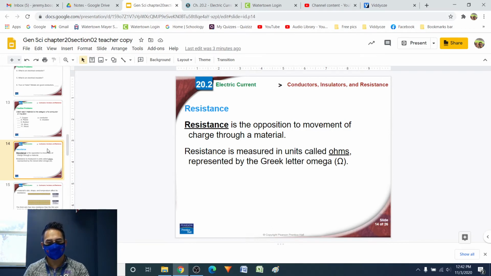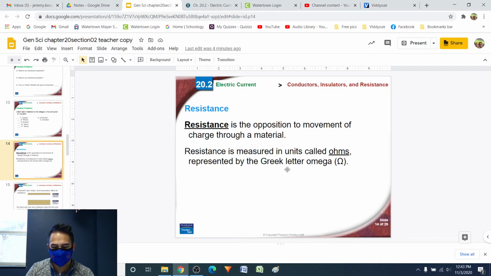It is the opposition to movement of a charge through a material. So basically, it's like friction. The more resistance you have, the more difficult it is for something to go through a wire or a material. All materials have some amount of resistance. Conductors typically have very little resistance because they allow charge to flow through them pretty much unimpeded. Insulators have very high resistance, meaning there's a lot of friction. It's very difficult for charges to move through the insulator, which is essentially why they don't conduct electricity.